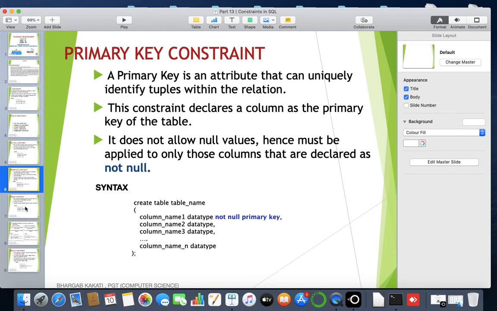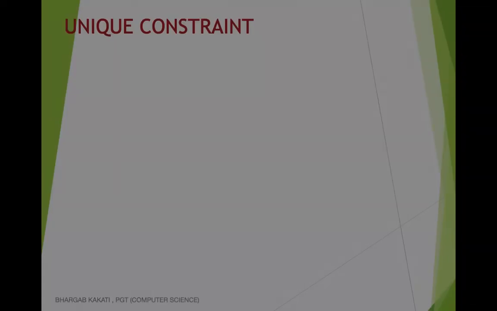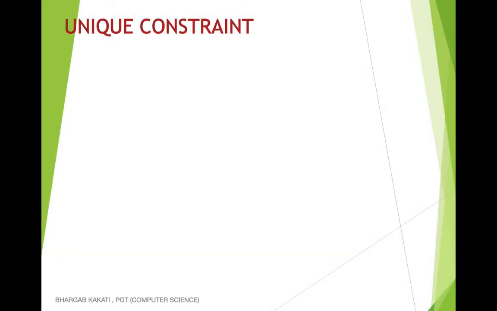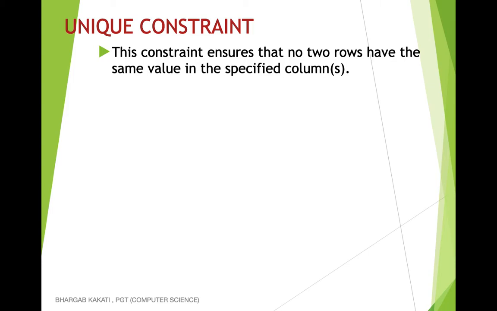Now let us go to the next type of constraint, which is the unique constraint. What is the meaning of the word unique? Unique means one. Unique means you cannot have duplicate values. By the name it seems that unique constraint is similar to primary key, but no, it is not similar. Let's see how it is different. This constraint ensures that no two rows have the same value in the specified column.